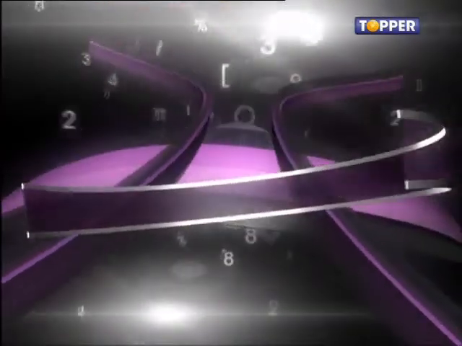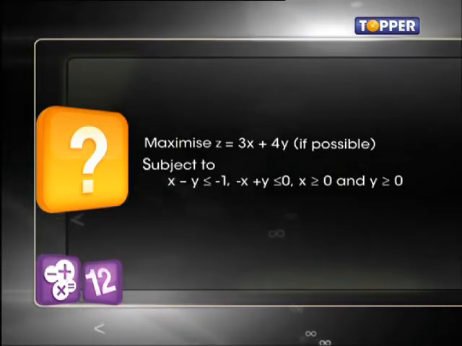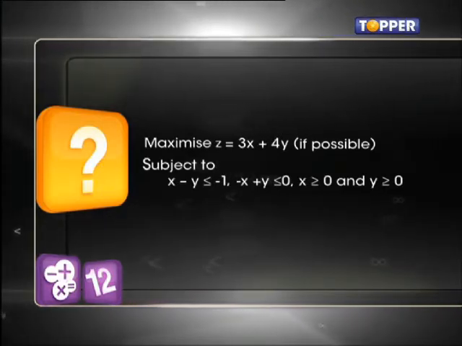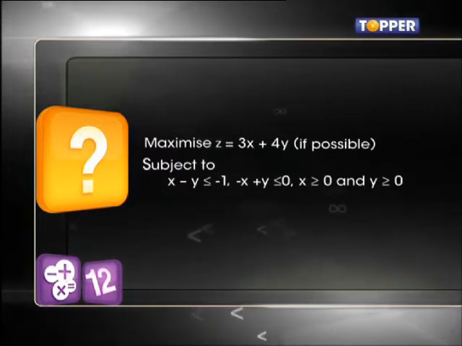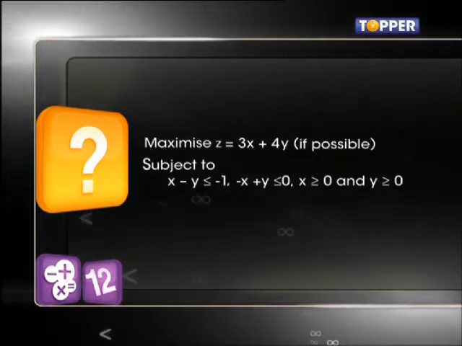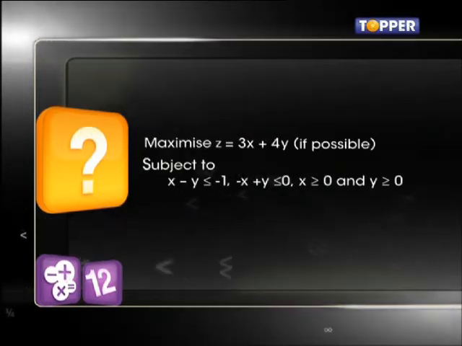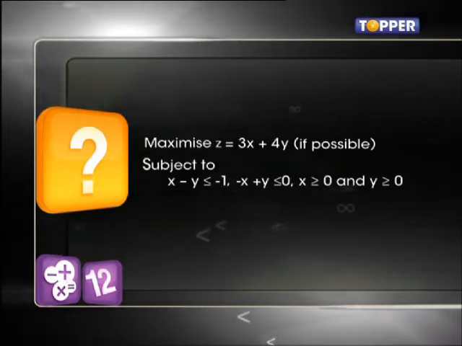But to keep you busy, I want you to solve this breaking question. You need to maximize, if possible, z = 3x + 4y, subject to the constraints x − y ≤ −1, −x + y ≤ 0, x ≥ 0, and y ≥ 0.